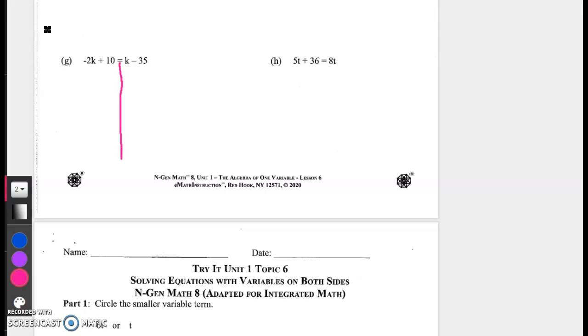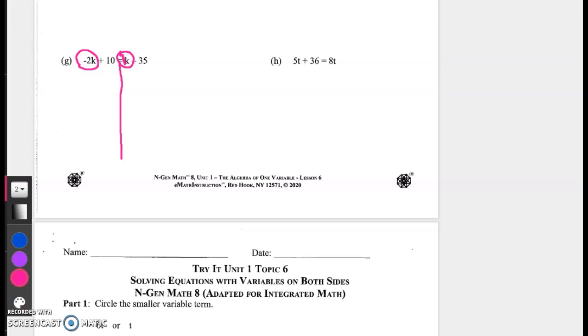Okay, so first thing we did was we drew a line to separate the two sides of our equation. Now remember, these equations are different than our regular two-step equations because we have a variable on the left and we have a variable on the right. This is a negative 2k, this is a positive 1k. We are going to move our variables so that they're on the left.